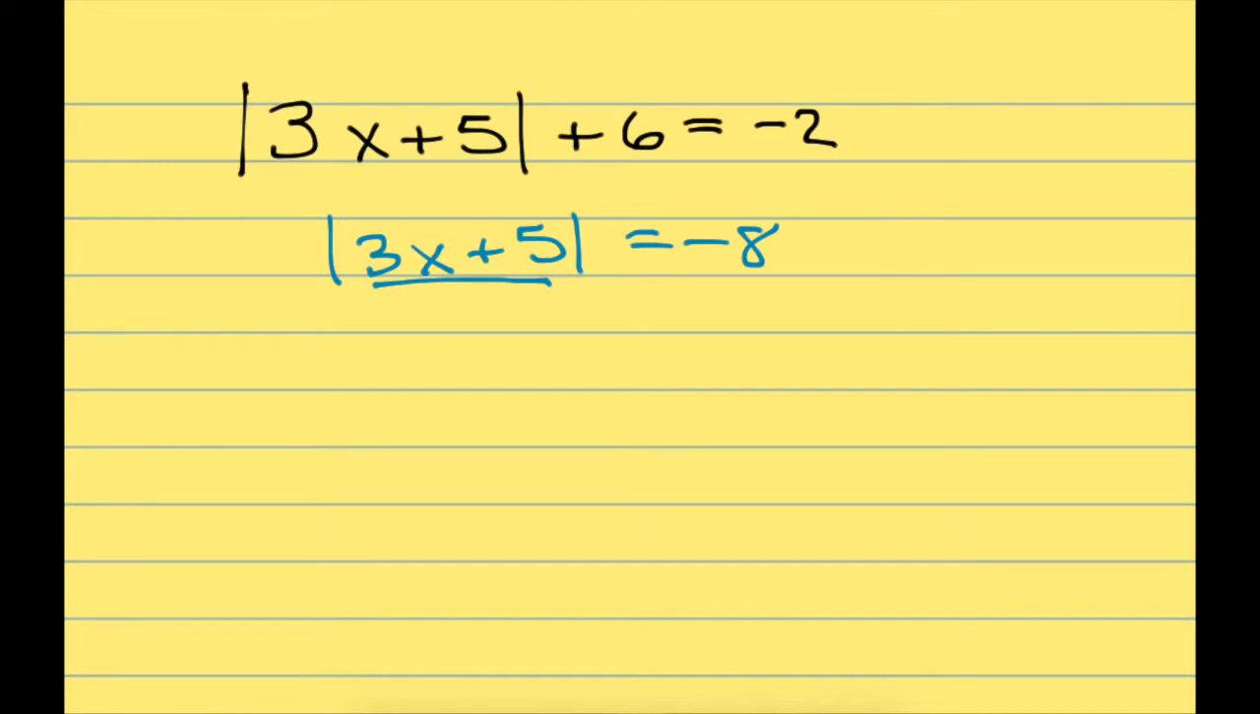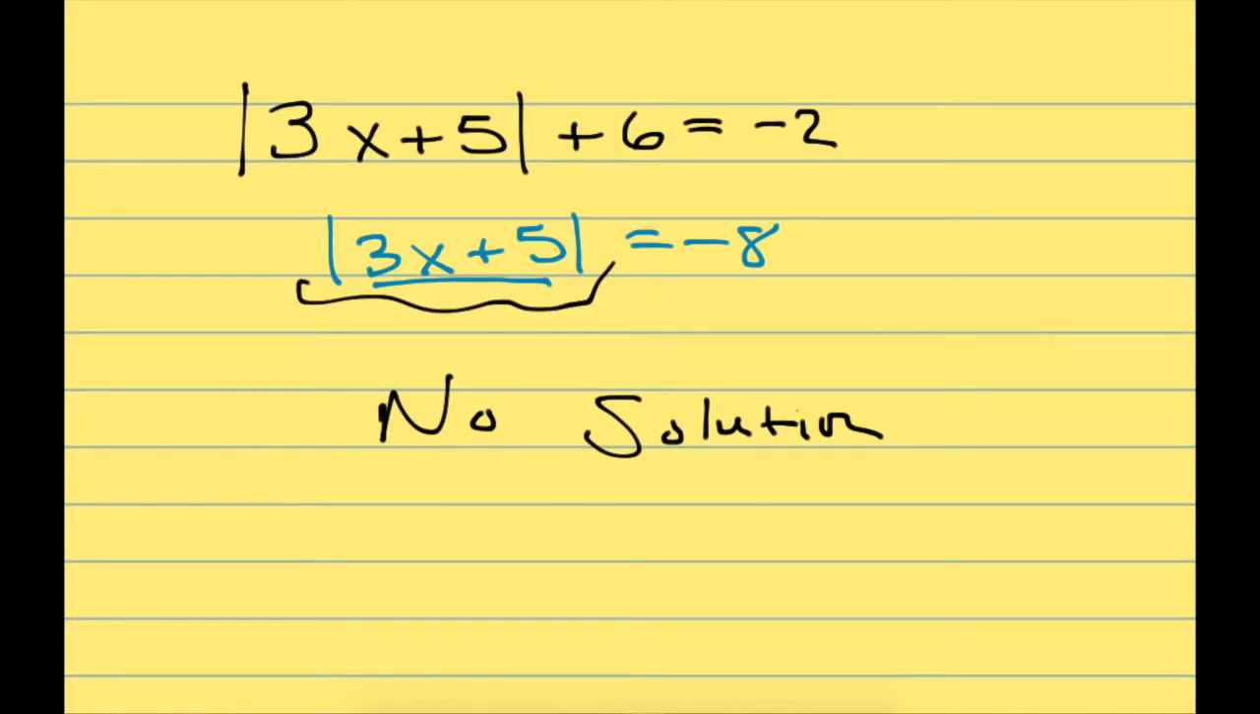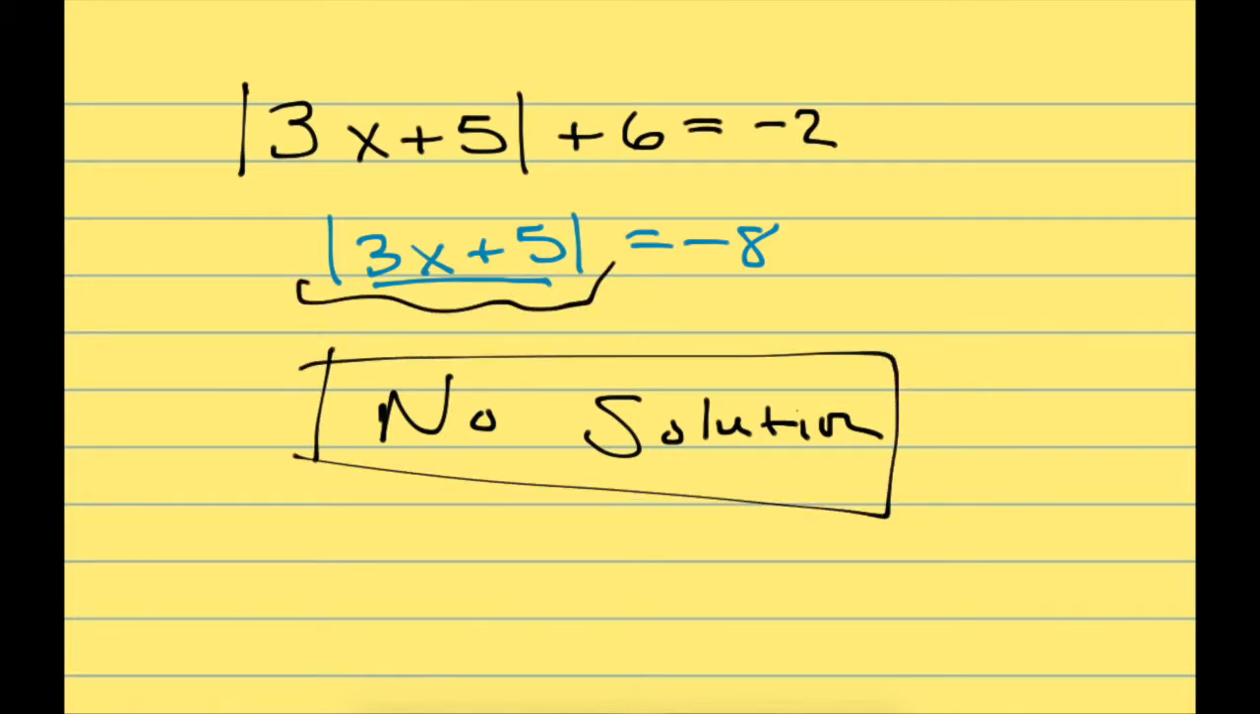Remember that the absolute value means the distance from 0, and distance is always taken as positive. So we can't have a negative distance, so there's no solution in this case. So if we get that down to where the absolute value, just the absolute value all by itself on one side, equals a negative number, then we have no solution.